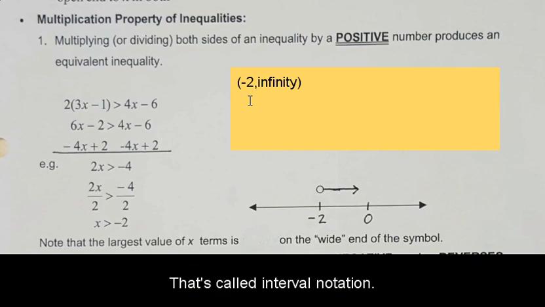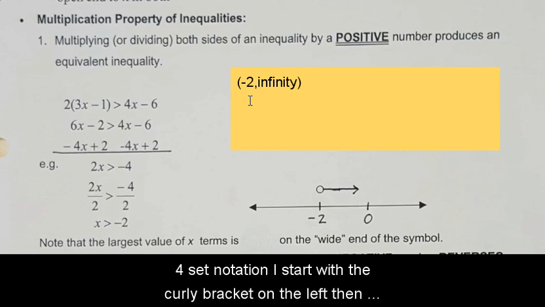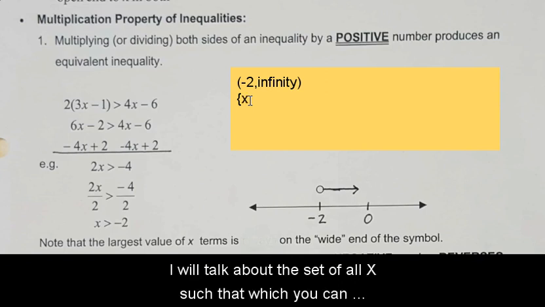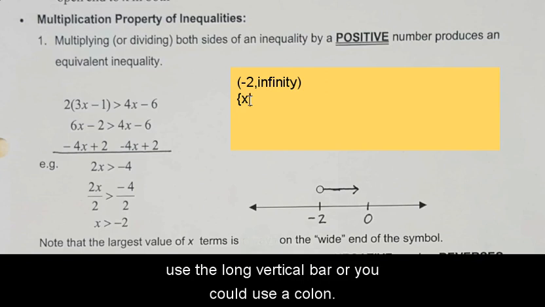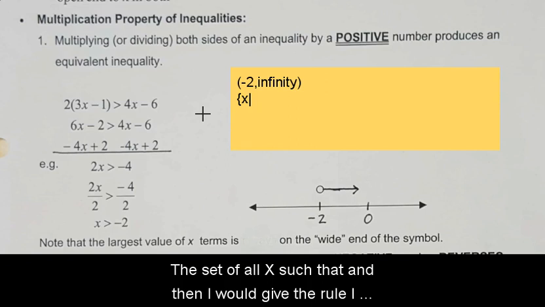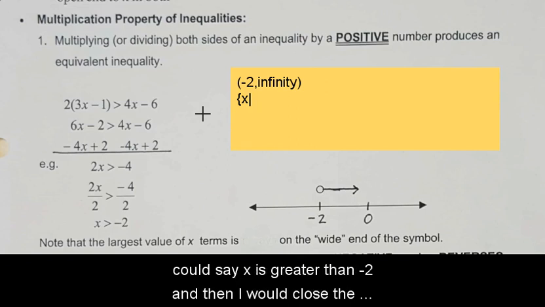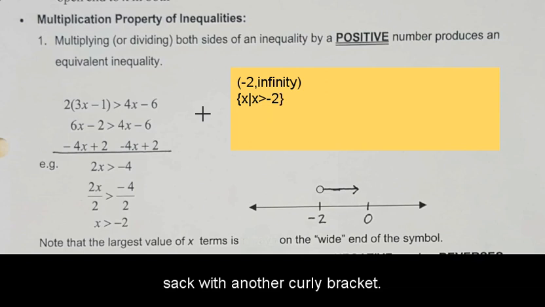That's called interval notation. For set notation, I start with the curly bracket on the left, then I talk about the set of all x such that, which you can write with the long vertical bar or a colon, and then I would give the rule. I could say x is greater than -2. And then I would close the set with another curly bracket.